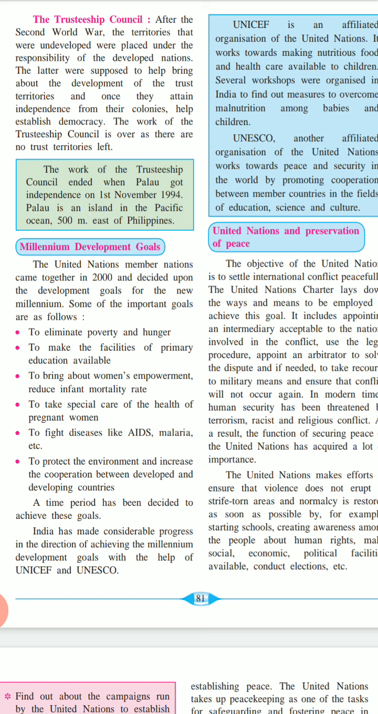Okay. Going further, students, Millennium Development Goals. Let's first of all understand the meaning of the word millennium.